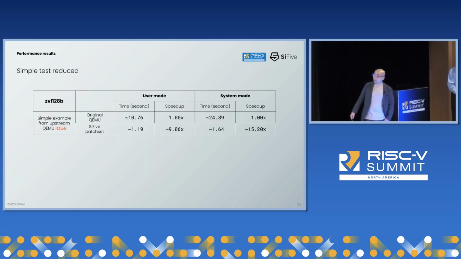And here's another test bench that we mentioned, which can be found in the QEMU Redis and issue tracker. After applying the optimization patch set, in user mode we get 9 times faster, and in system mode it's 15 times faster, when the VLEN is 128.